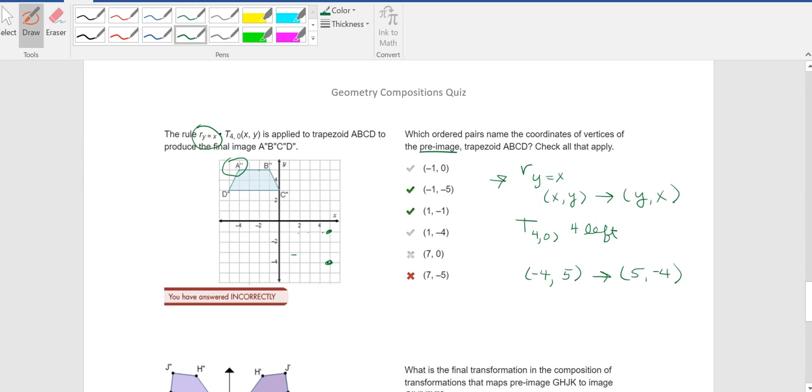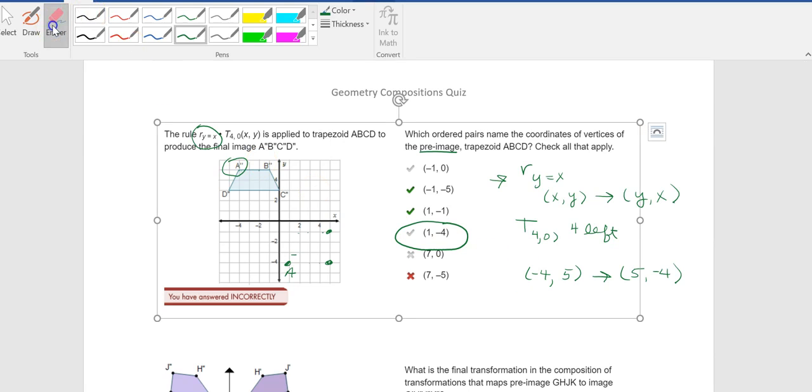And what I want to do now is take this point and go 4 units to the left, 1, 2, 3, 4, which is going to put my original A there, at 1, -4, which is this point here. And let me go ahead and show you how to do one other point.